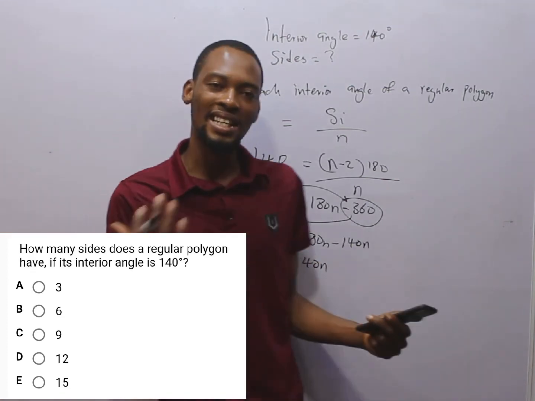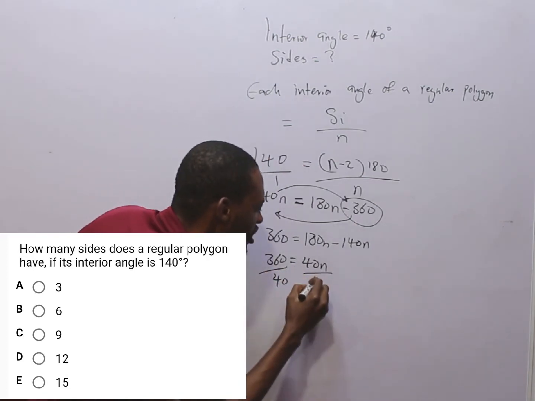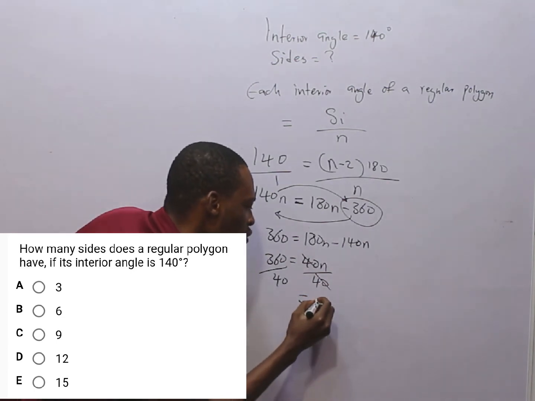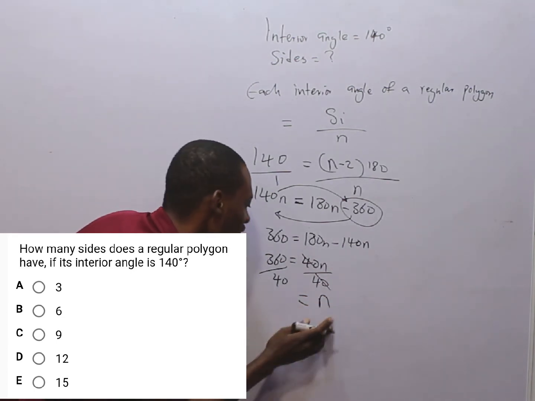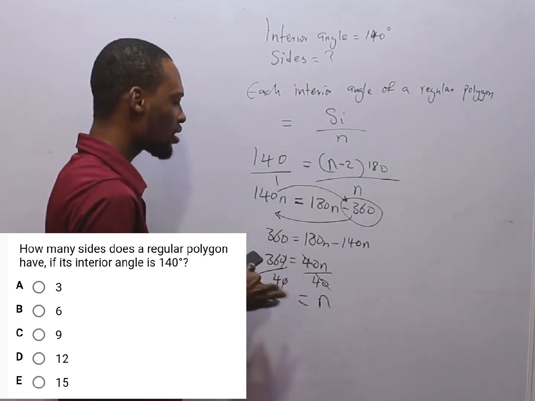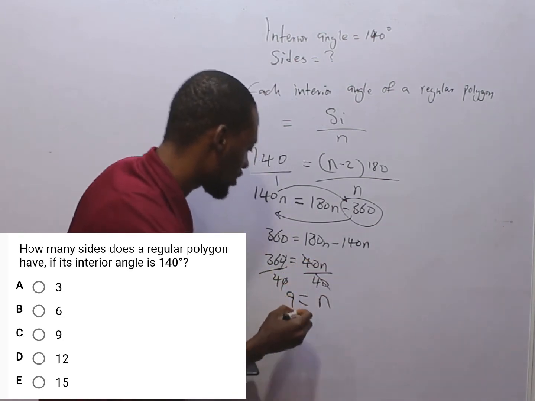We divide both sides by 40. So 40 here, 40 here. 40 divided by 40 is 1. So we are left with 1n or n. Here already 0 cancels 0. We are left with 36 divided by 4. That will give you 9.